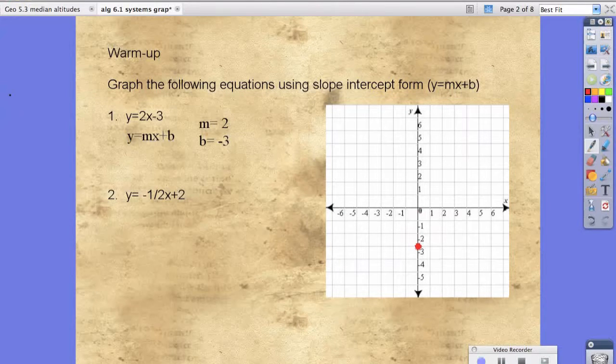After we've plotted the y-intercept, we're going to use the slope to plot the next point. In this instance the slope is 2, or 2 divided by 1, therefore we're going to rise 2, 1, 2, and we're going to run 1. And plot the second point.